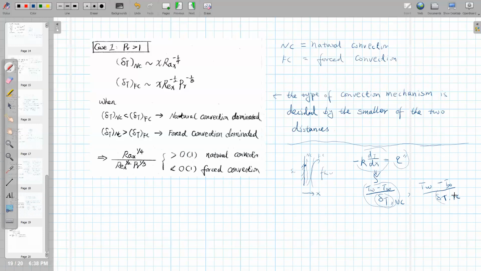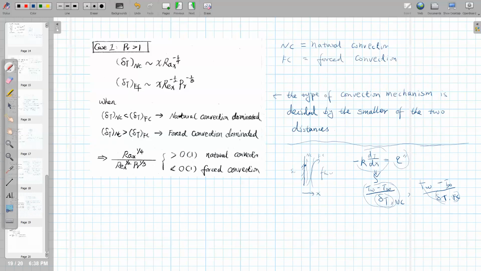And if the forced convection term is large, then the temperature gradient is relatively small for this mode, and the heat transfer rate through this mode is smaller. So that's why this is more important. That's the reason the type of convection mechanism is decided by the smaller of the two distances.